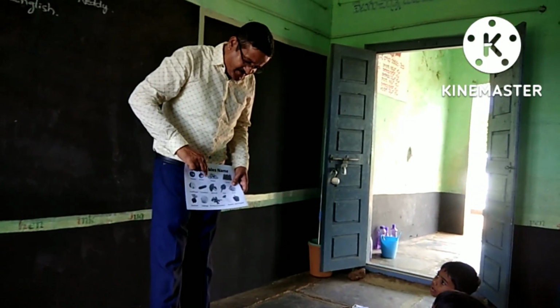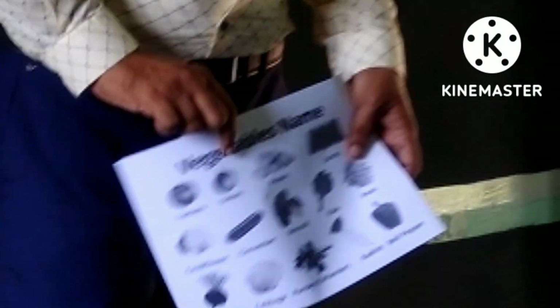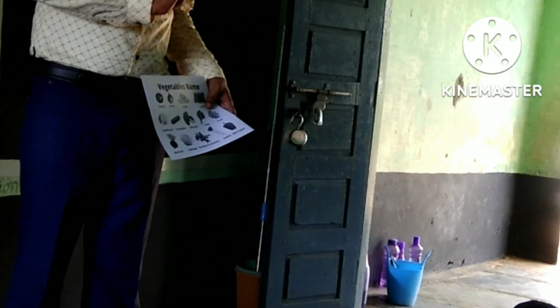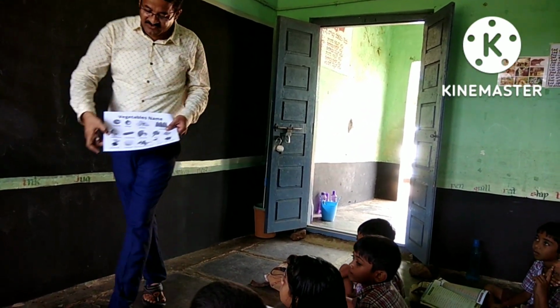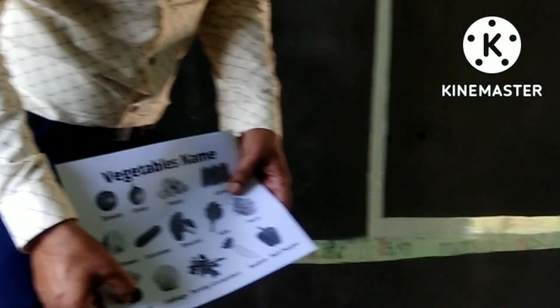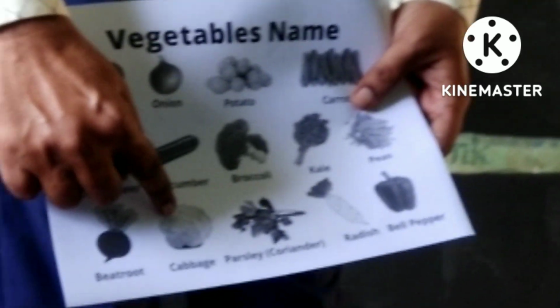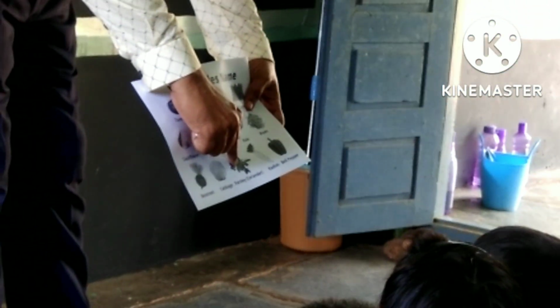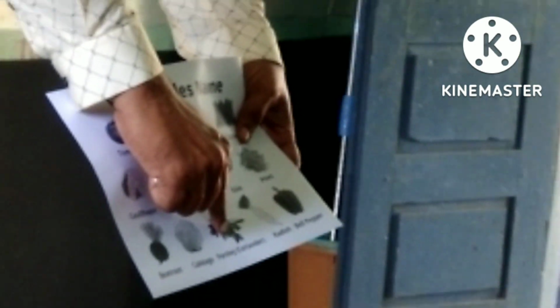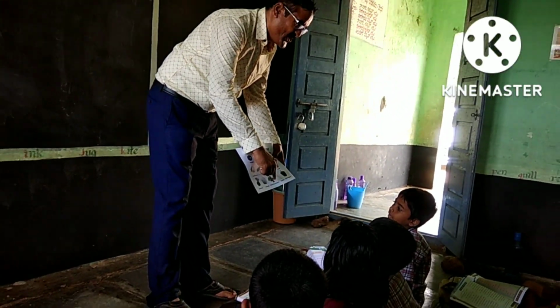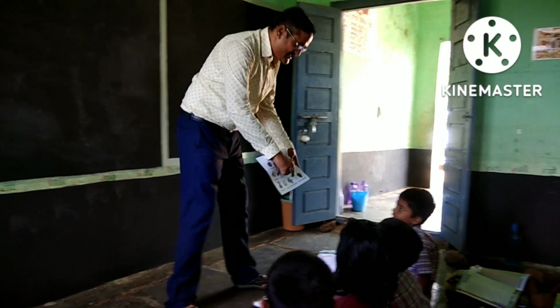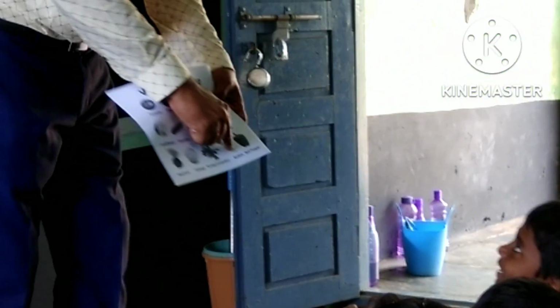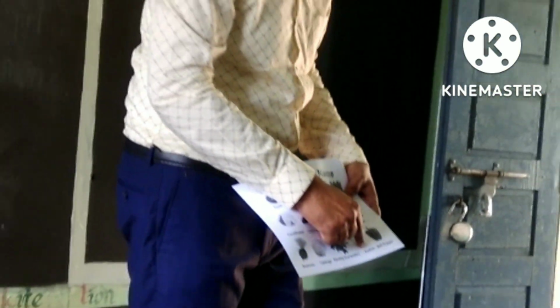Okay. Onion. Potato. Carrot. Don't give mass answers. One by one. What is this? Beetroot. What is this? Cabbage. Cabbage. What is this? Coriander. We call it coriander. What is this? White carrot. It's very good. Nice. Radish. Radish. White carrot.